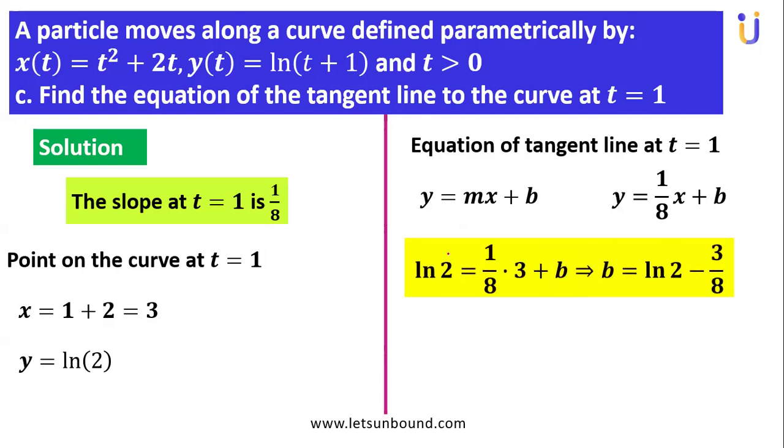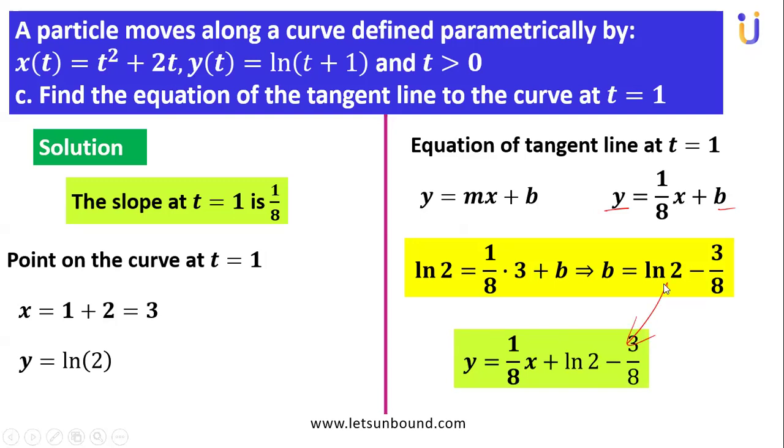Okay. I just plug in the y value and this will give you b. So y equals 1/8 x plus b can be replaced with this. This is the equation of the tangent line to the curve at t equals 1. So similarly, we can do it for any point.